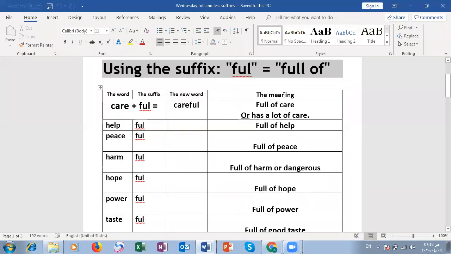What does careful mean? Careful means full of care or has a lot of care. When you are careful, you give more care for your studying, for your homework, for your family. You give more care, so you are very careful. So now we have a new word, careful. It's an adjective.